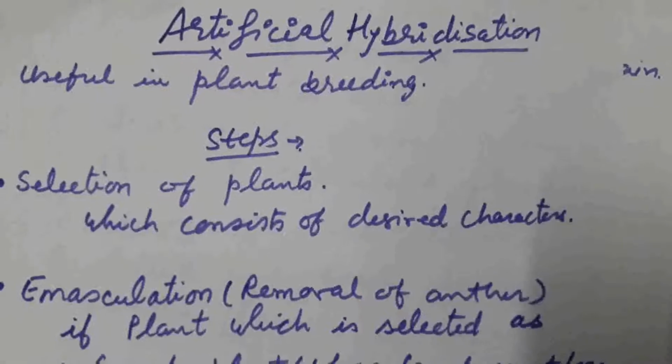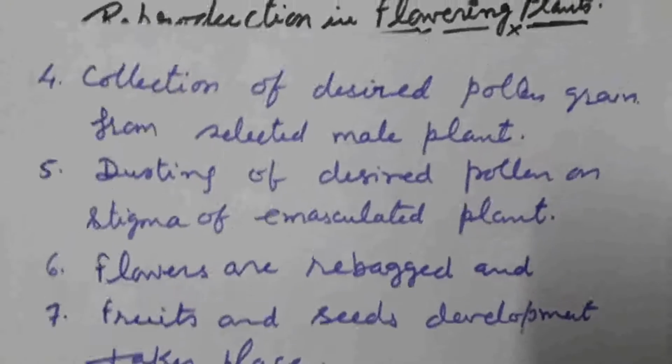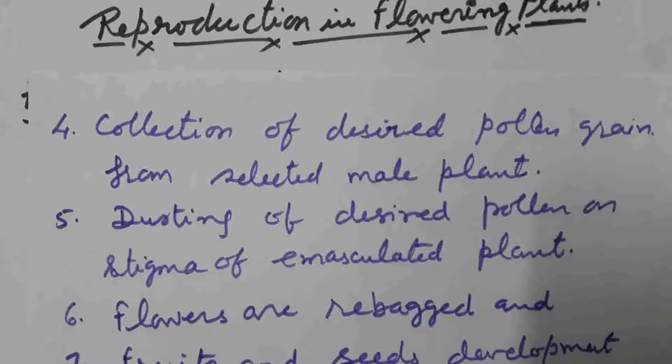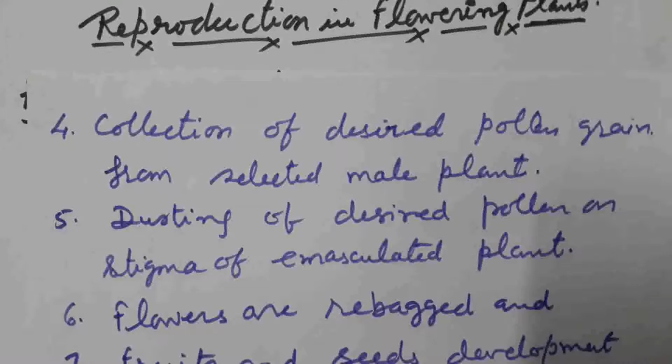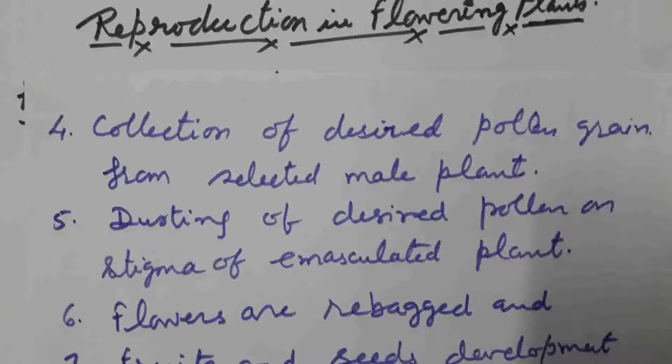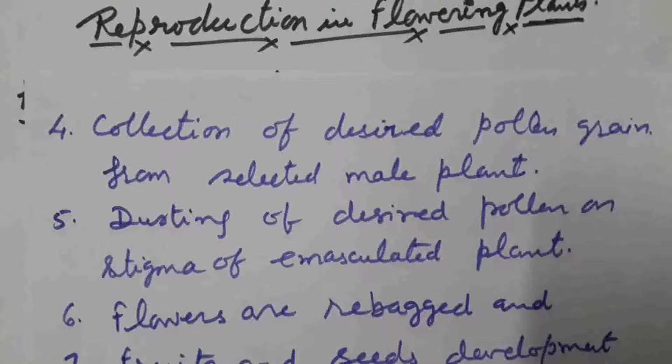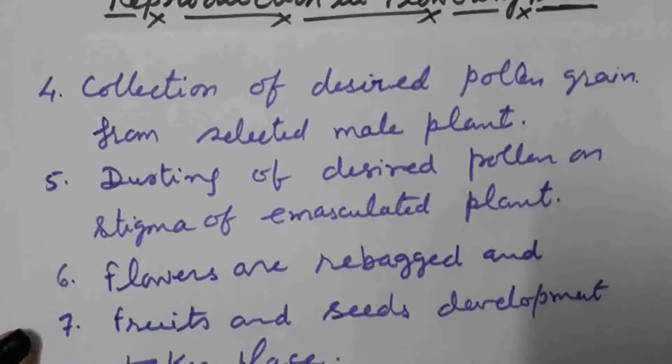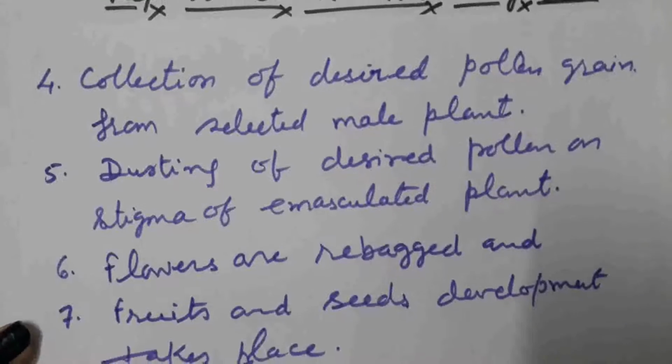Now the next step after bagging is the collection of the desired pollen grains from the selected male plant. If the selected male plant is also bisexual, then we remove the carpel before maturity and the pollen grains of the male plant are collected, and then we dust the desired pollen grains on the stigma of the emasculated plant.